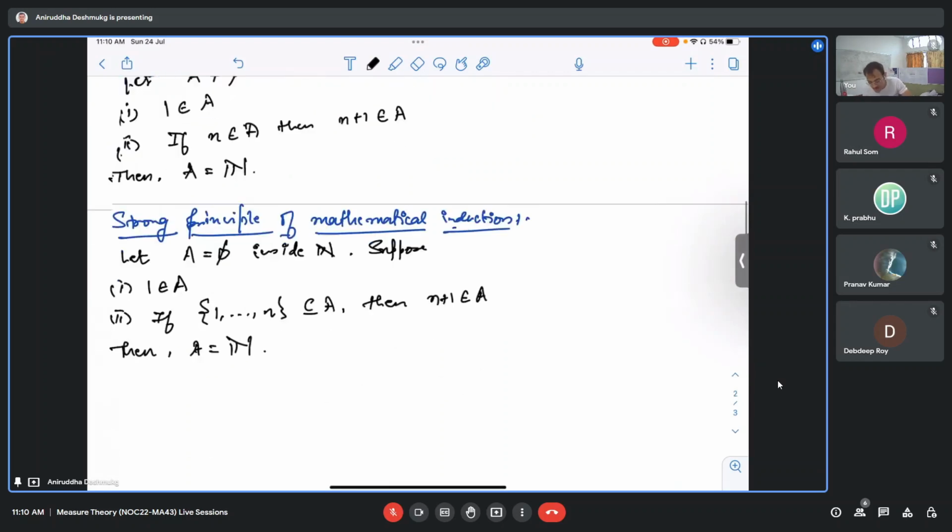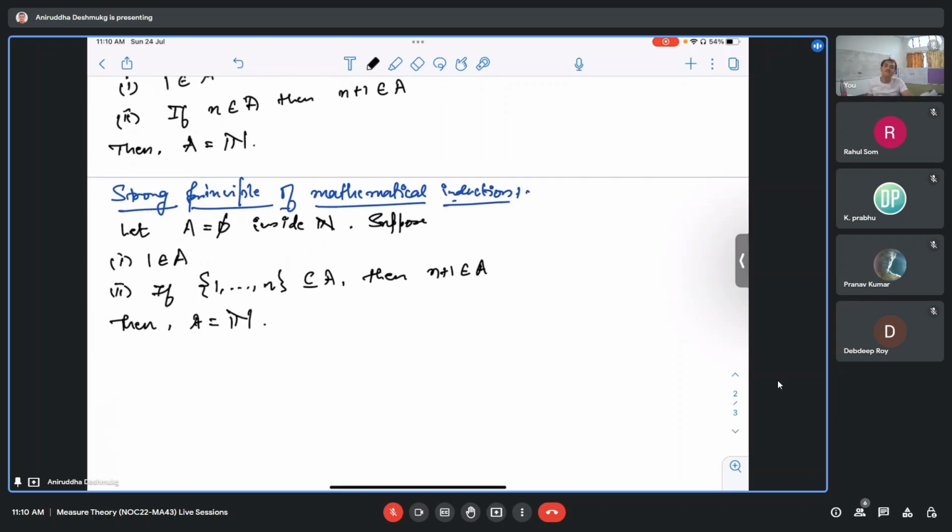If these two conditions are true, then A must be all of N. Again, this is also very intuitive because we are starting with 1 inside A, then the singleton set {1} is a subset of A, therefore 2 is inside A by the second assumption. And now the set {1, 2} is a subset of A, so 3 is inside A, and then you continue this, all natural numbers will be inside.